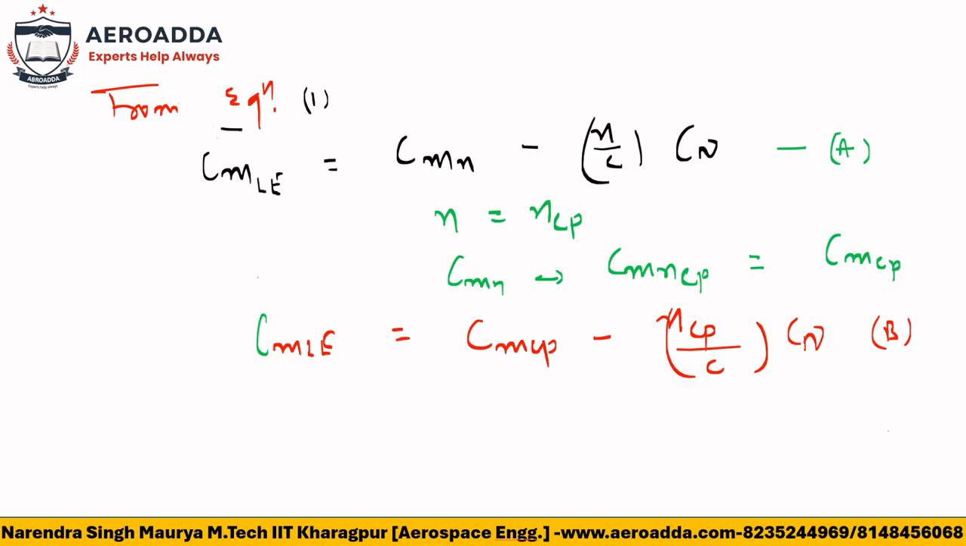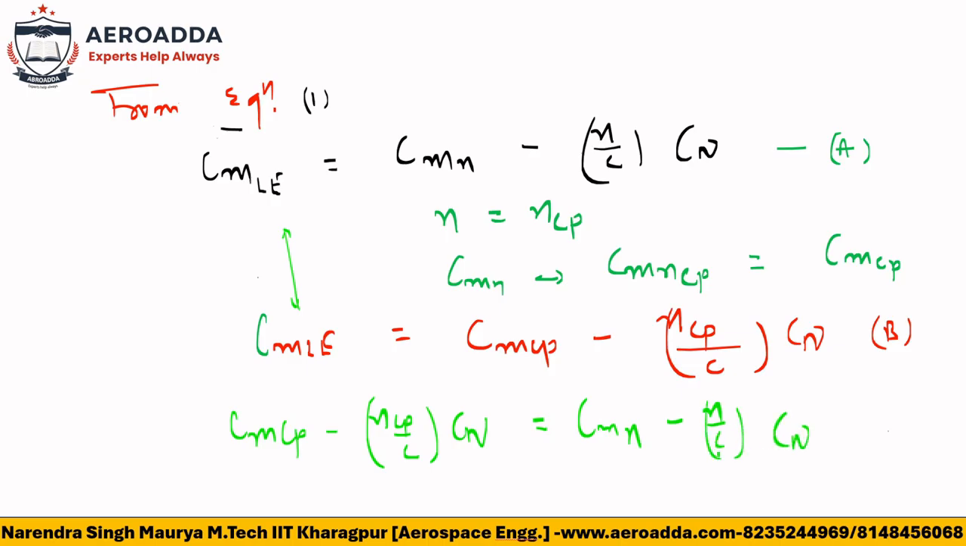Again from equation A and B, if you see, so you equate CMLE, it will be same only. See, this CMLE will be same only. So equate this. So what you will get finally? Check it. You will get CM CP minus XCP by C Cn is equal to Cm x minus x by C into Cn. This you will get, right? Ultimately, what the final expression you will have, check.